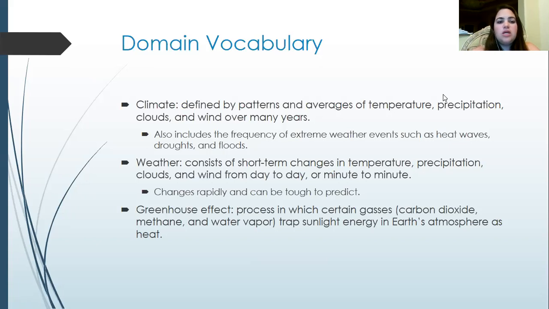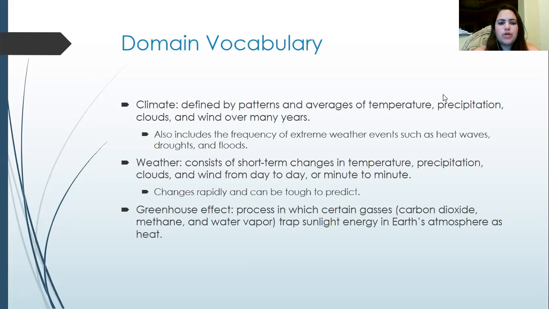All right, so climate also includes the frequency of extreme weather events such as heat waves, droughts, and floods. So not only does it include temperature, precipitation, clouds, and wind, it also includes extreme weather. Weather changes rapidly and can be tough to predict. So that is why sometimes a meteorologist will say 90% rain and then there is no rain. It's very hard to predict what is going to happen from one moment to the next or from 1 minute to the next minute. Right?